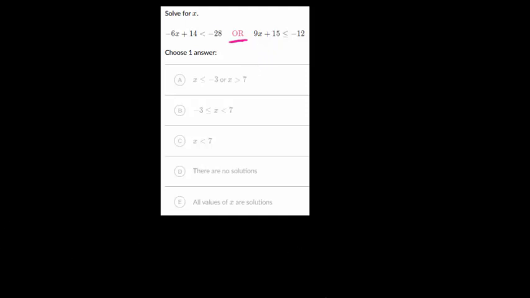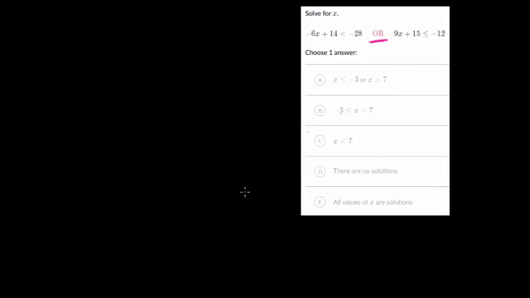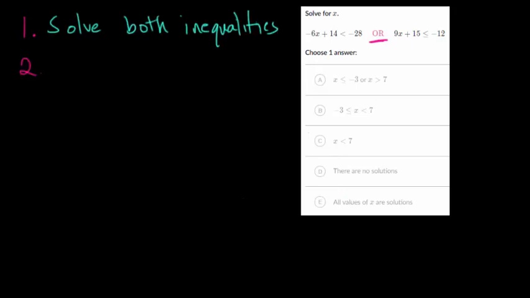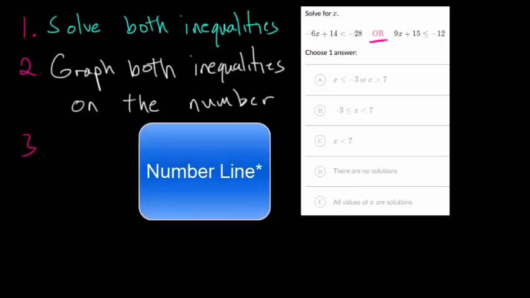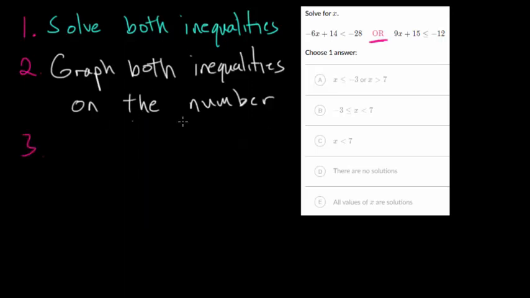So let me write this strategy down so that you have it. Like I said, the first step is to solve both inequalities. Likewise, our second step, once we've solved both inequalities, is to graph them both on the number line. And our last step, once we've graphed the inequalities, is to consider whether it's an and or an or statement. So let me just briefly write that down.